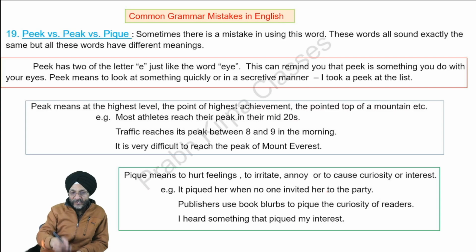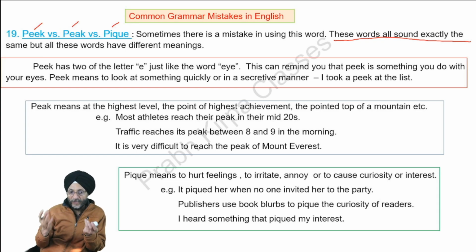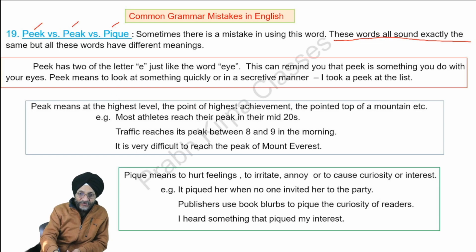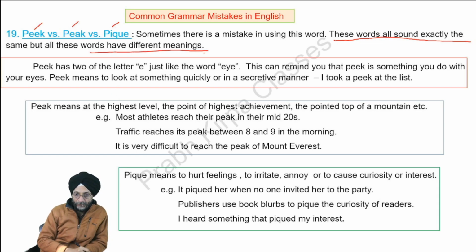Sometimes we may get confused about where to use peek, peak, or pique. When we speak, these words sound exactly the same, but they have different meanings. Let us discuss one by one. Peek has two letters E, just like the word eye. In case of peek, there are two E's.